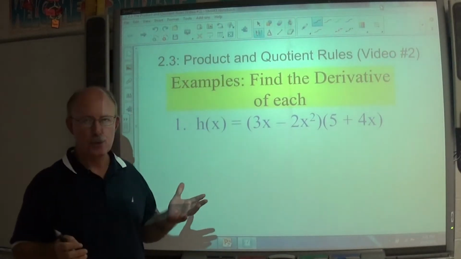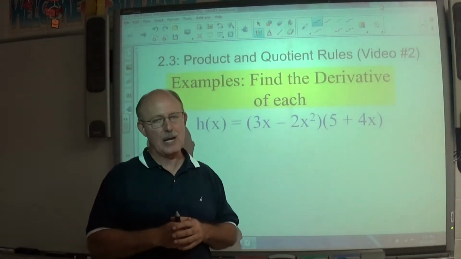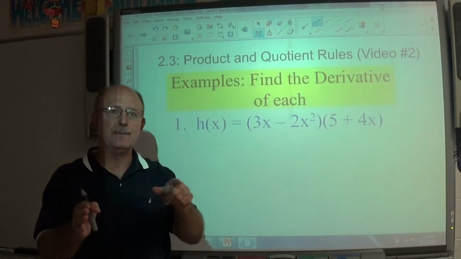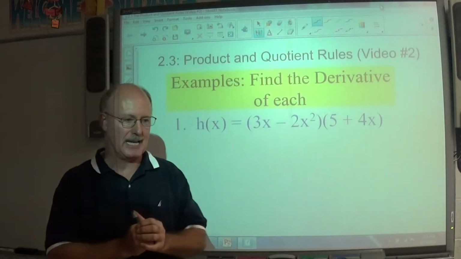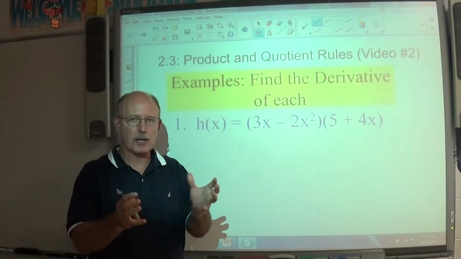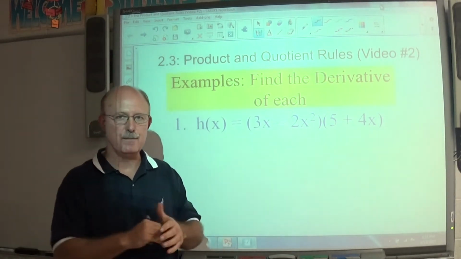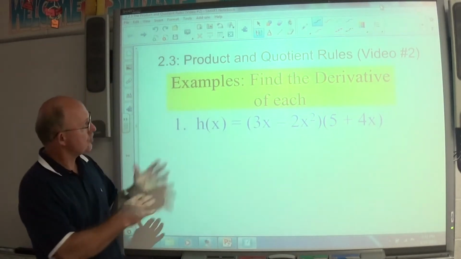Hi, my name is George Diamond, and today we're going to look at some examples of using the product and quotient rules for derivatives. We'll look at a bunch of examples today of how to use the product and quotient rules to find the derivative of functions that have multiplication and division in them. Start off with our first example.